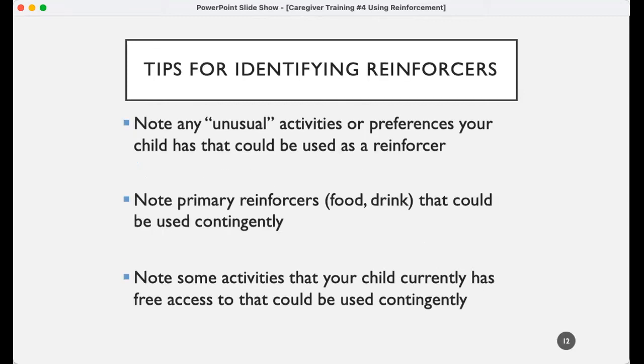Some tips for identifying reinforcers. You want to make note of any maybe unusual or stereotypic type of activities your child has. Those might be able to be used as a reinforcer. Also, take note of some primary reinforcers, some of their favorite foods or drinks that can be used contingently. Note some activities your child may have free access to. You may want to withhold free access and use those contingently.